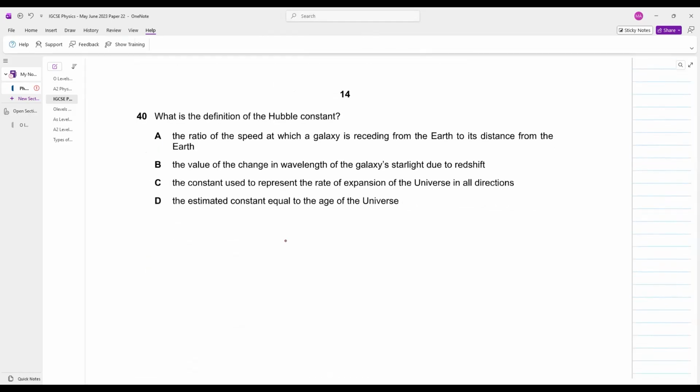What is the definition of Hubble's constant? Hubble's constant की क्या definition होती है? The ratio of speed of the galaxy divided by what? The ratio of the speed at which galaxy is receding from the Earth to its distance from the Earth. This is your Hubble space constant key definition. A is your answer. This was kind of a tricky paper.